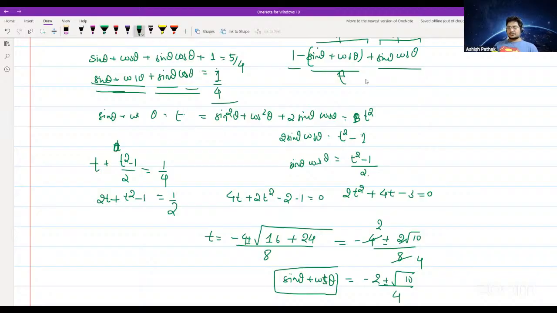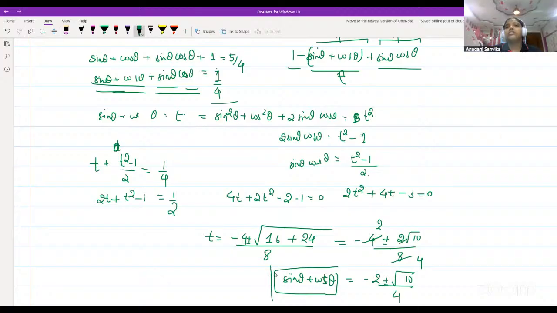Have you understood how we got this answer? Sanvika, have you understood? Do you have any doubt in this one? Then how are we going to substitute for sine theta cos theta? So we got this value, right?